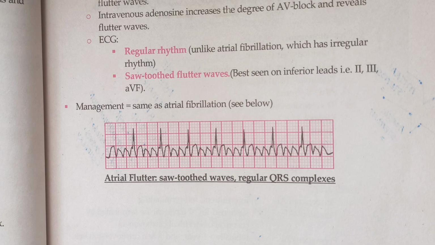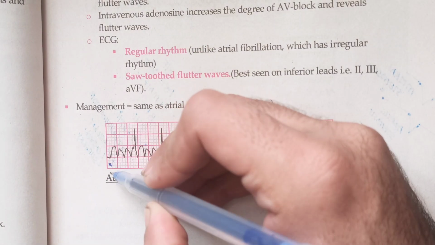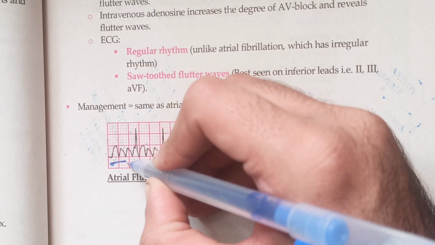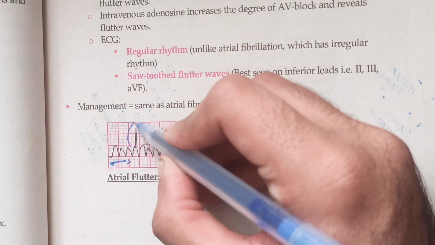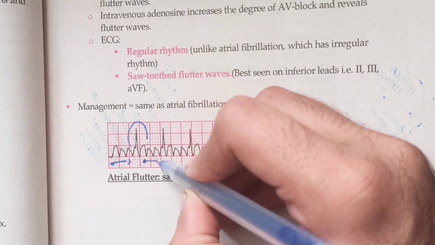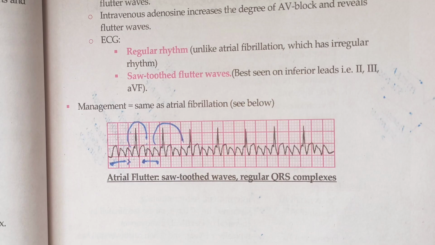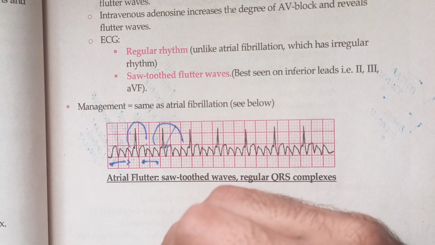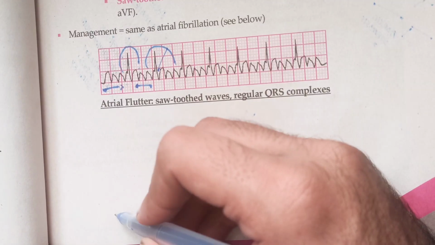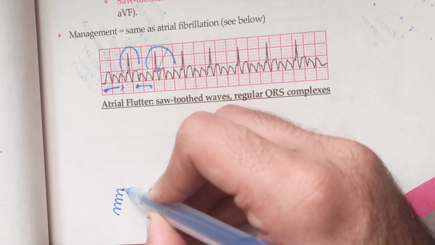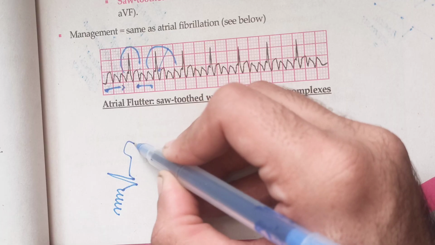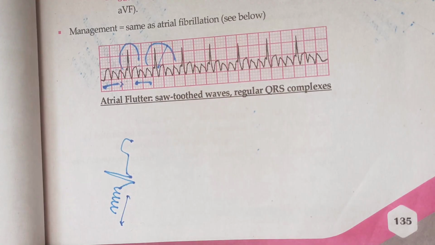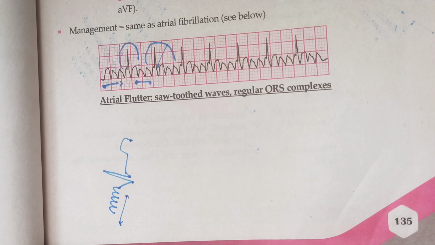You can see after at least 3 P waves, the flutter waves, and then a QRS complex. Flutter waves, and the QRS complex, right? Okay. So the thing is that these are the P waves. If you see so many P waves and a QRS complex and a T wave, the thing is that there are lots of P waves. Why? Because there is lots of atrial contraction.